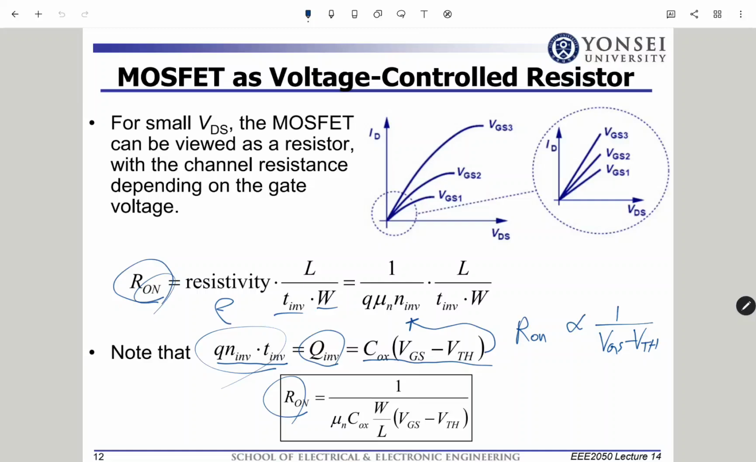Anyway, R on is inversely proportional to VGS minus V threshold. So now we can see that if VGS minus V threshold increases, what is happening to R on? R on decreases, right? What does that mean? Then ID increases in the transistor. Increases. Okay? And this is called overdrive voltage.